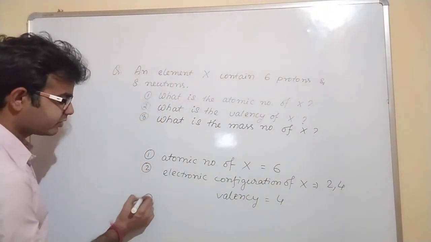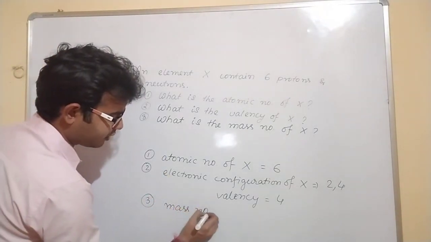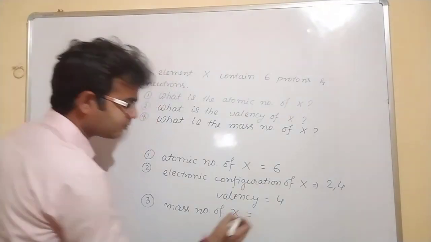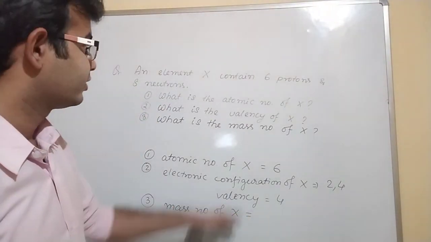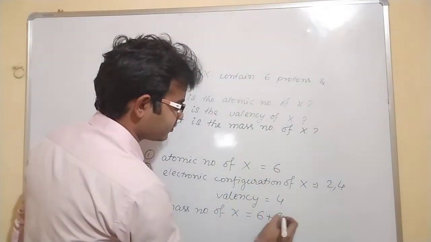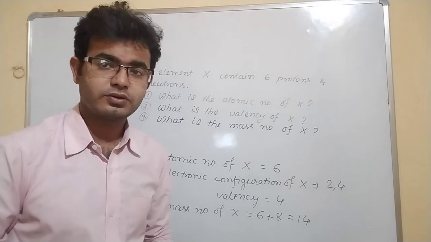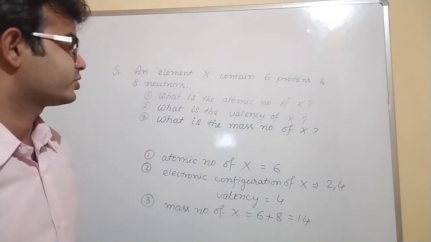Let us solve the question number 3. What is the mass number of X? Mass number means proton plus neutron. Here number of proton is 6 and number of neutron is given 8. So it is 14. Okay. So thus you can solve these types of questions.